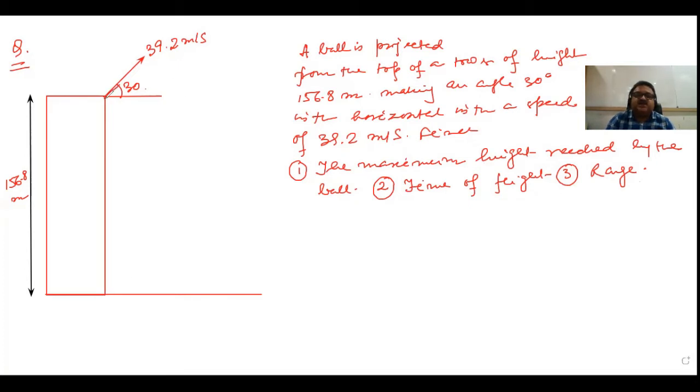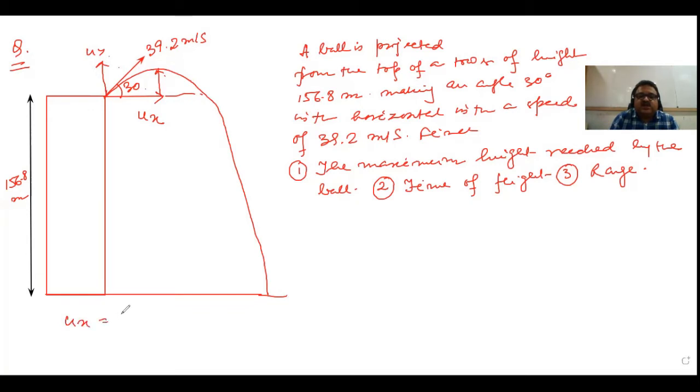So obviously in this case, the path of the projectile will look like this. Let me do one thing. This is the maximum height reached, correct? So look, as usual, it is similar. Split this into two components, one along this direction, one along this direction. So now Ux equals what? It is u cos 30, that is 39.2 cos 30, and cos 30 means root 3 by 2.